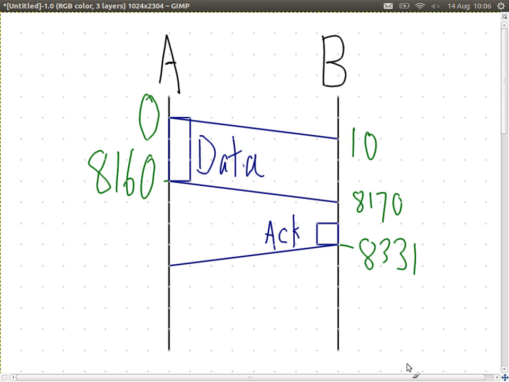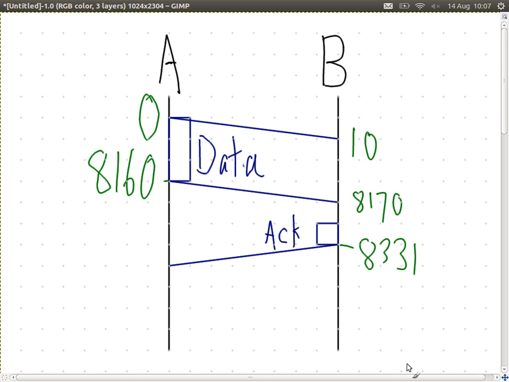What it does now is it processes that frame. And in the question, we said the processing time takes 1 microsecond. So, although I haven't written it, if this was time 8170 on our clock, this time here, when we finished the processing, would be 8171. Once we've finished processing, we're ready for the next one, the next data.